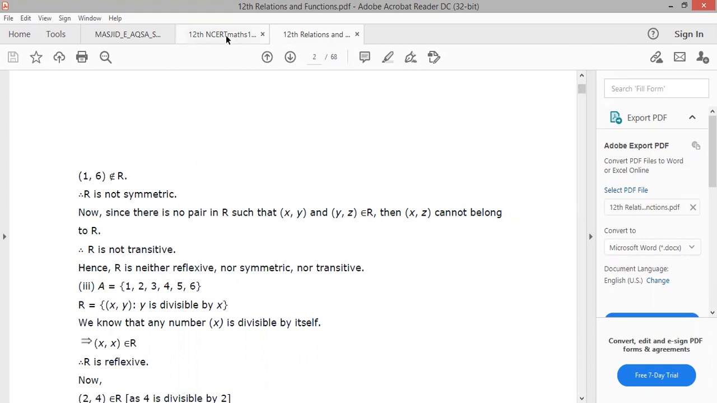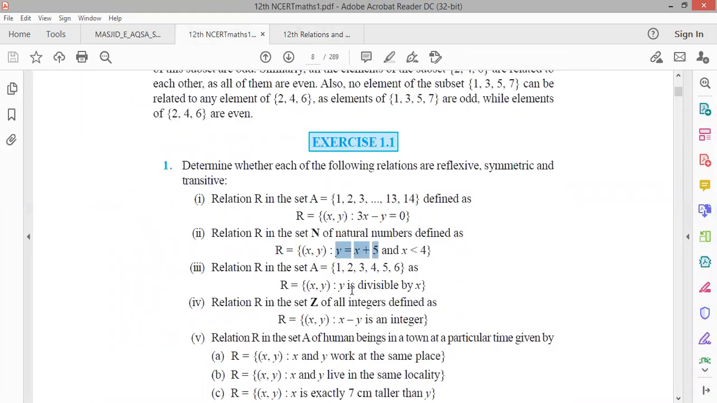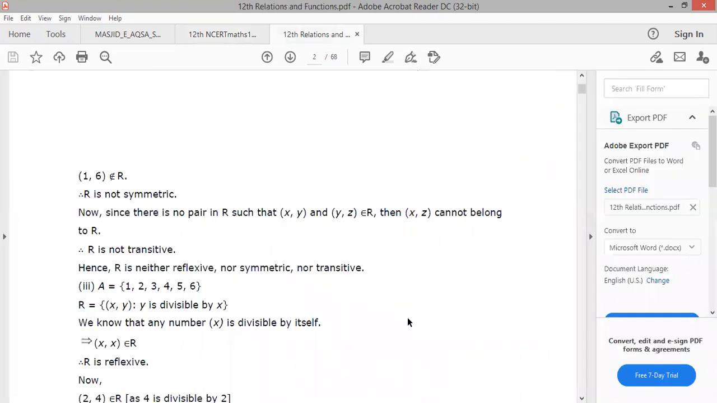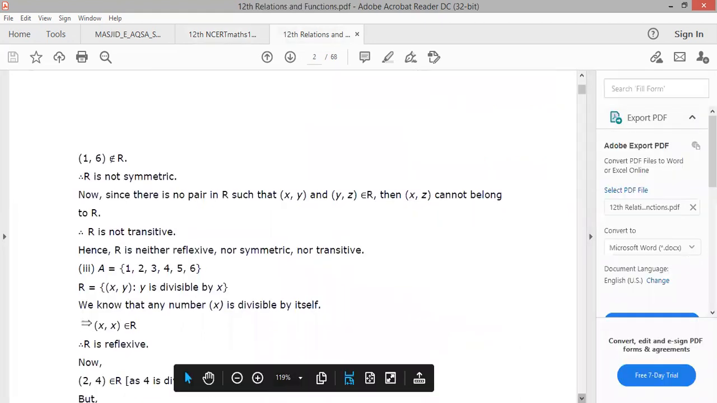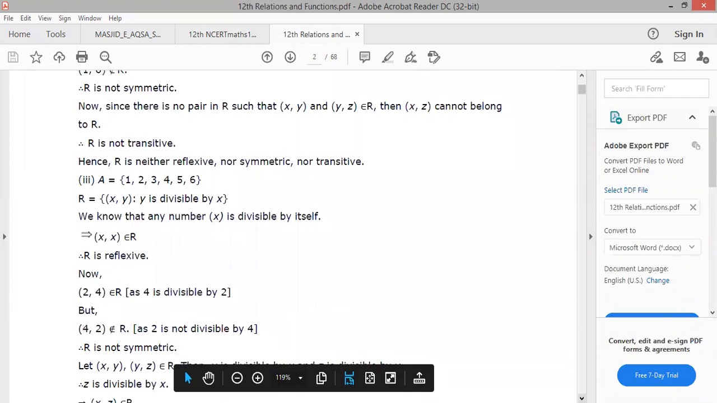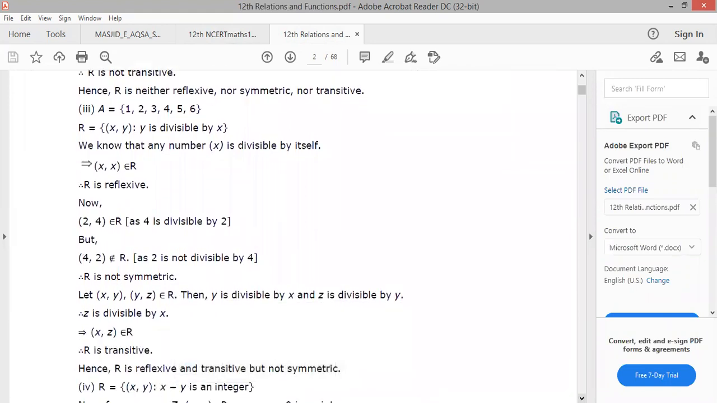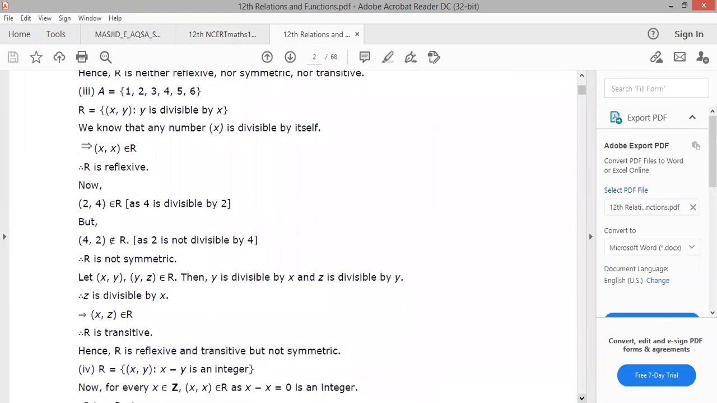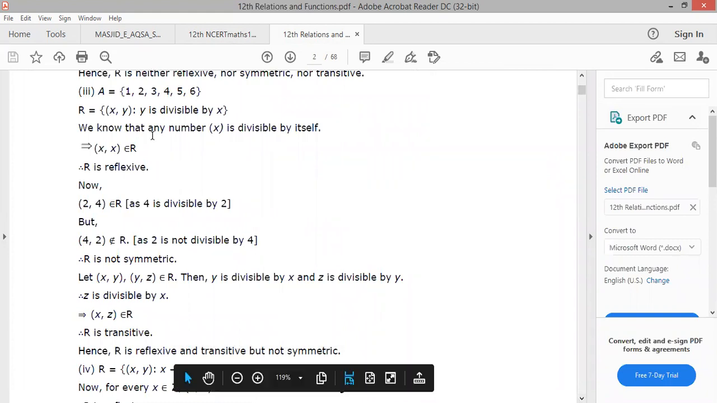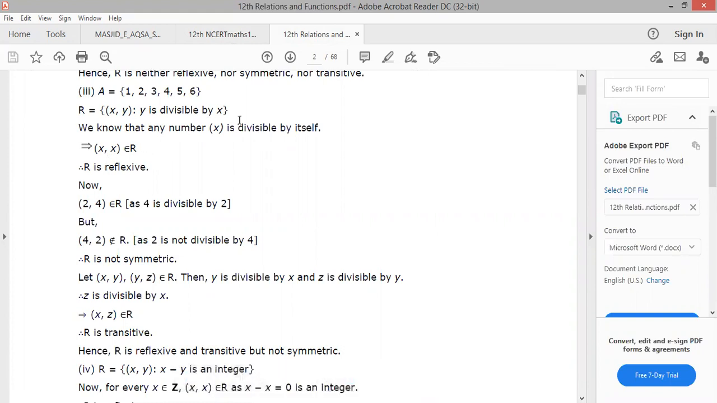Next question is based on the divisibility. So y is divisible by x. So in this relation, we have a given set here, 1, 2, 3, 4, up to 6. If we want to develop the relation, it's actually the divisibility. So the question is like this: y is divisible by x.